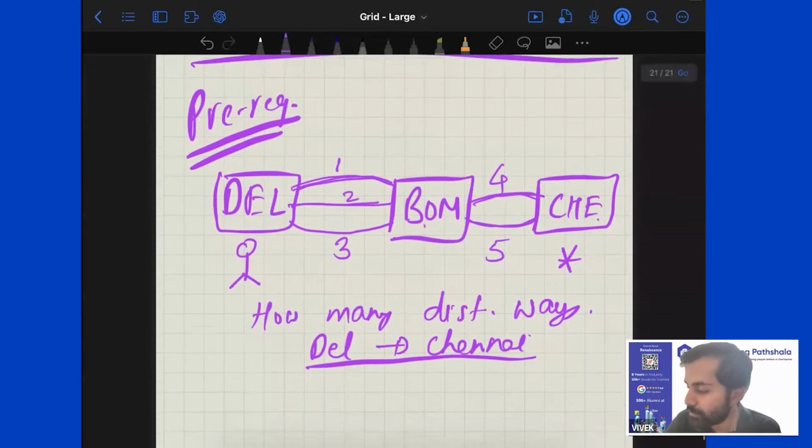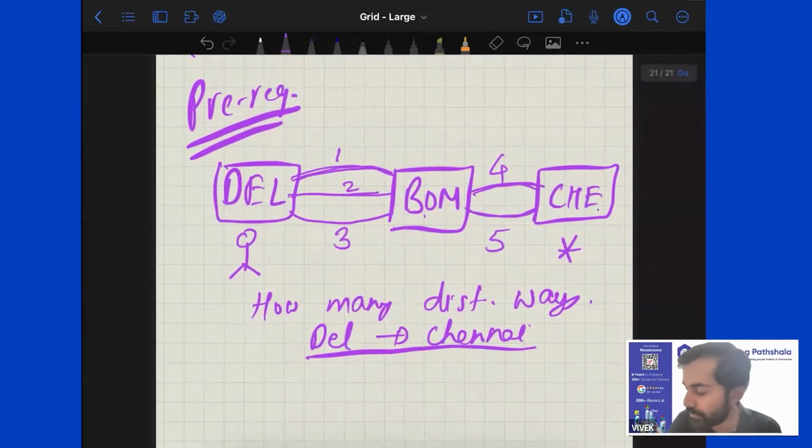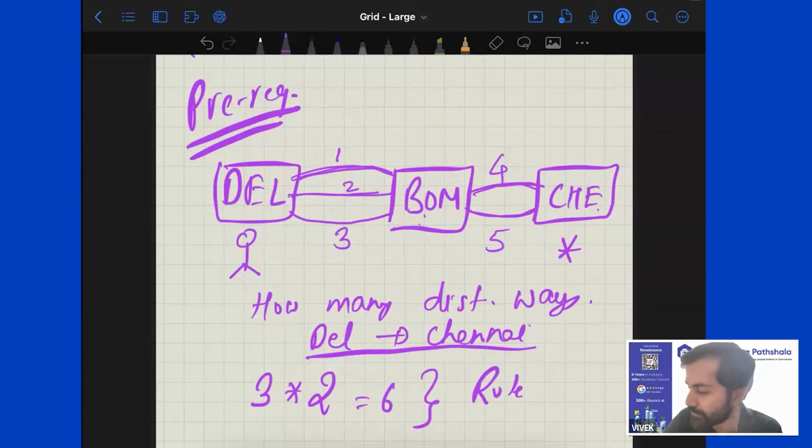So a lot of you who have answered it, you have said that there are 6 ways because you are saying that from Delhi to Bombay, there are 3 roads. So there are 3 ways. And from Bombay to Chennai, there are 2 roads, so there are 2 ways. So you're saying that your answer is 3 into 2, which is 6. Now, this thing is a very basic rule of product. Have you heard of it? How many of you have heard of rule of product?